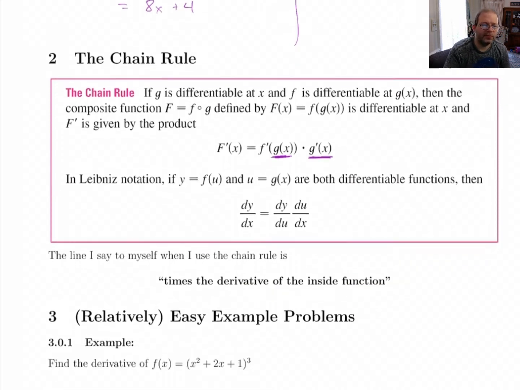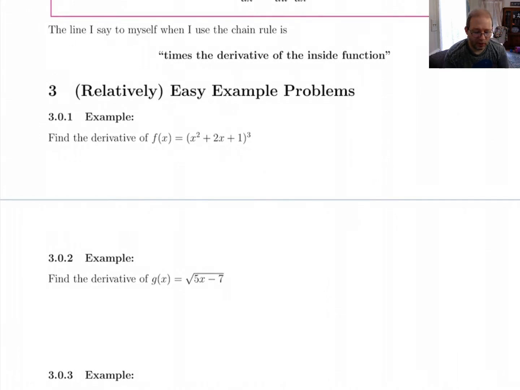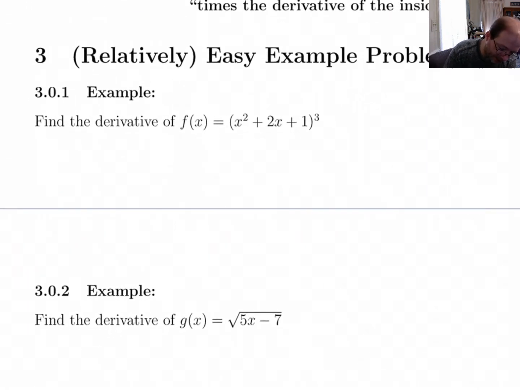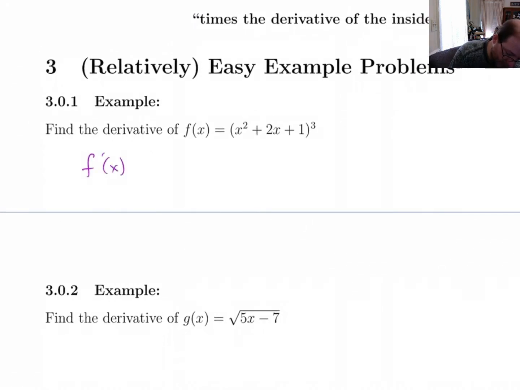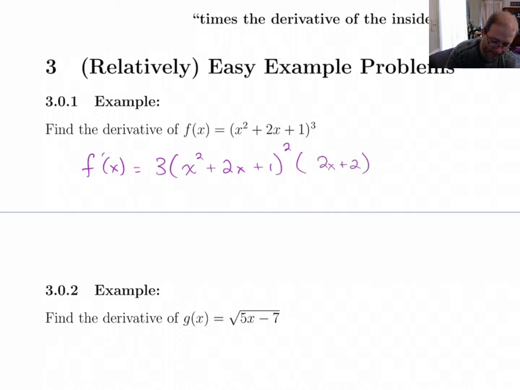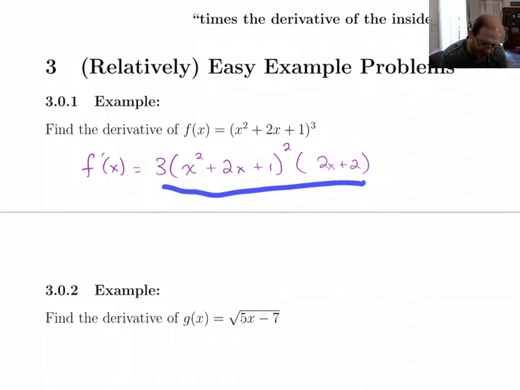So let's do some relatively easy examples. This one right here, we've got f of x is that thing cubed. So f prime of x is 3 times x squared plus 2x plus 1 squared, and then multiplied by the derivative of the inside function. So we have to multiply by 2x plus 2. And we're going to leave our answer like that. There's no real reason to multiply this out. And in fact, you don't really want to multiply all this out.